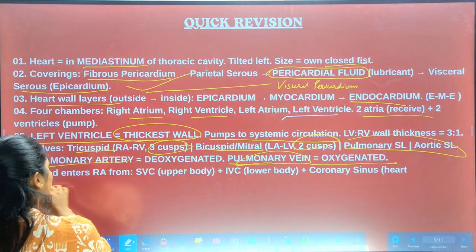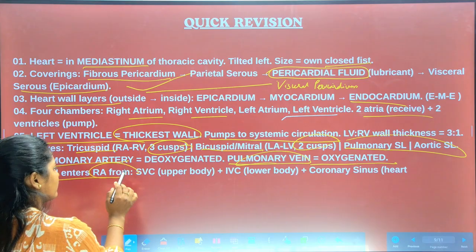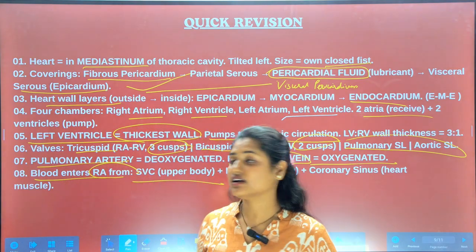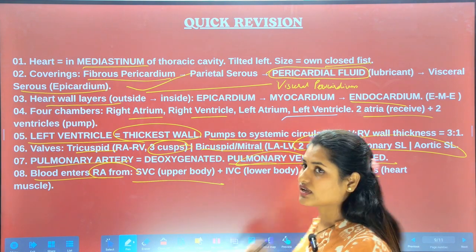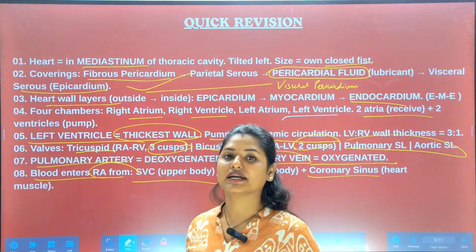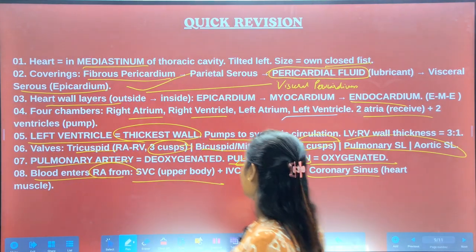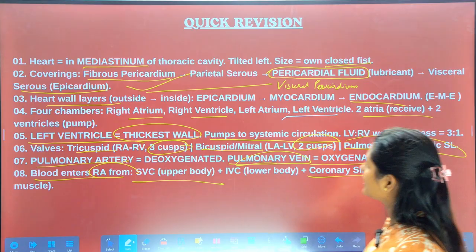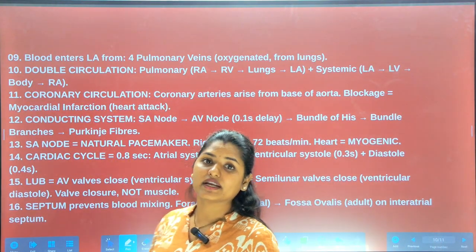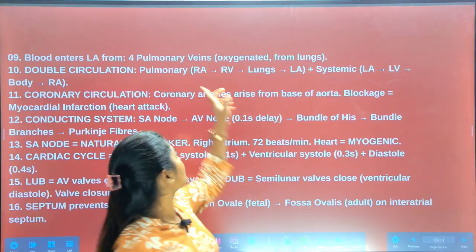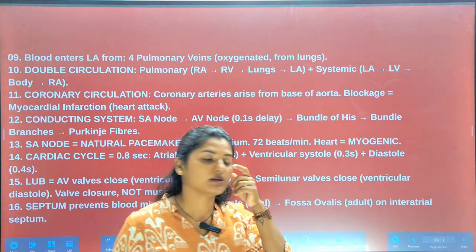Now here blood enters the right atrium from the SVC, superior vena cava, inferior vena cava, and the coronary sinus also. So from there blood enters the right atrium, that too deoxygenated blood. Next, here you can see, blood enters the left atrium with the help of pulmonary veins. That too oxygenated blood.